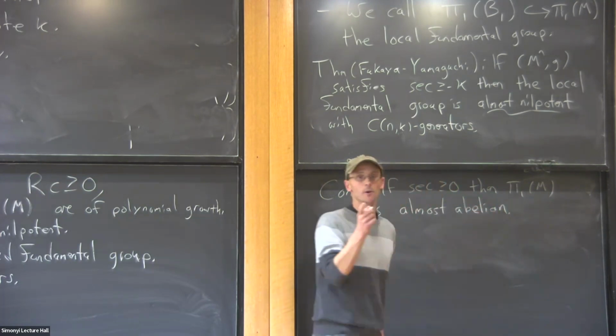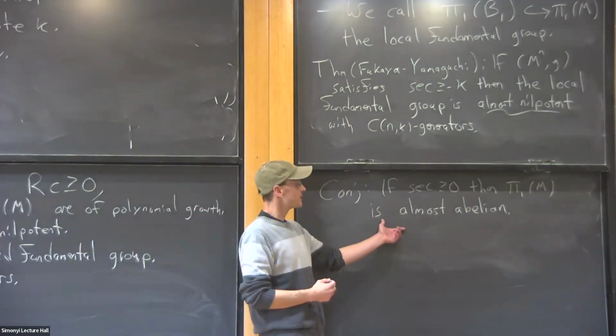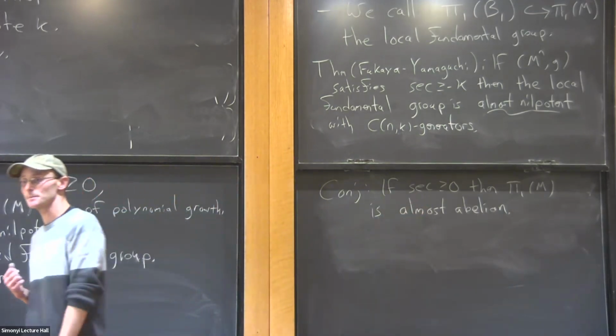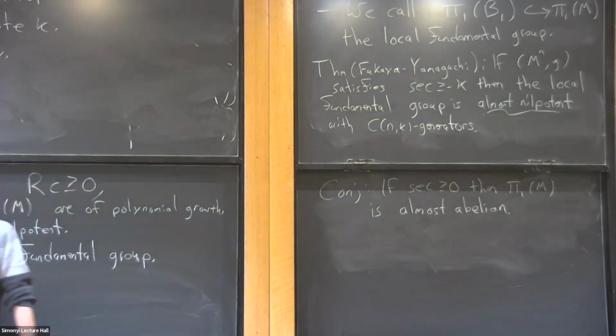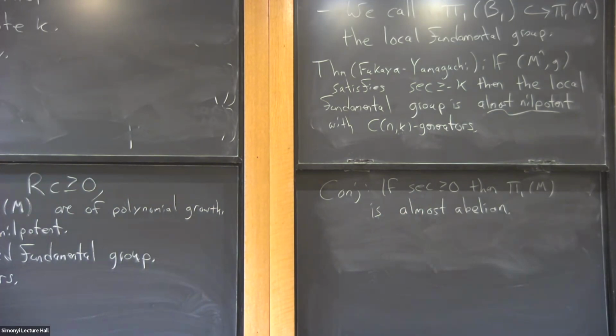This somewhat returns to your question from before. So nilpotent actually shouldn't occur if you have non-negative sectional curvature at all. It should just be purely abelian that appears, and this is still open. It's false for non-negative Ricci, I might add. Under non-negative Ricci, you can produce examples with nilpotent fundamental groups.